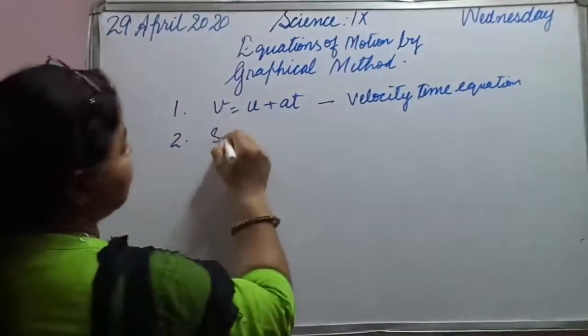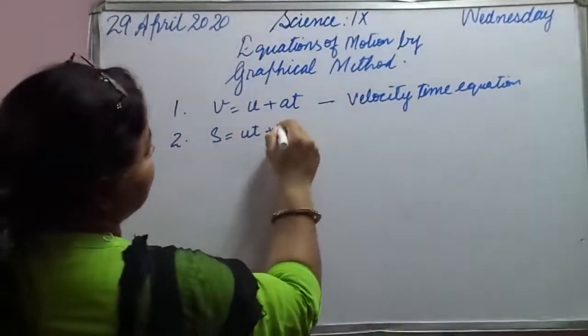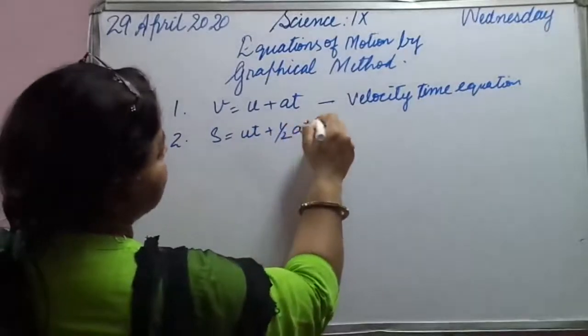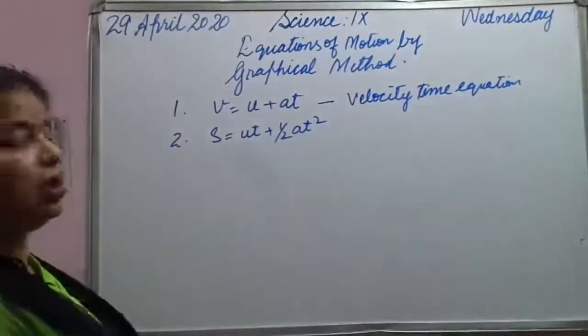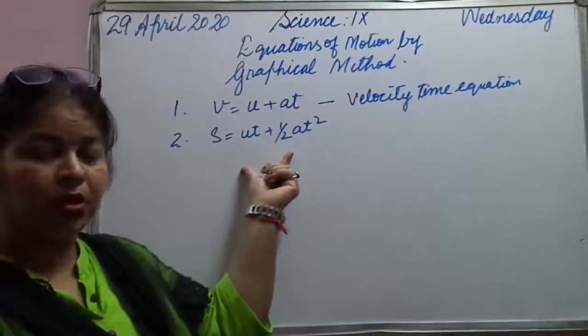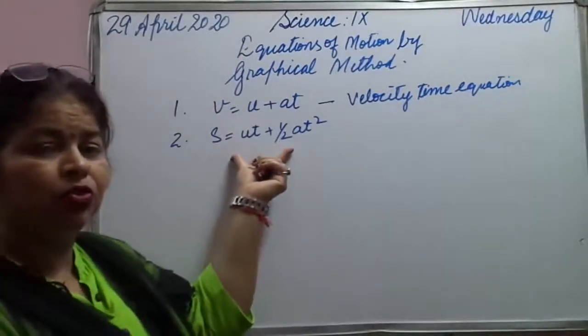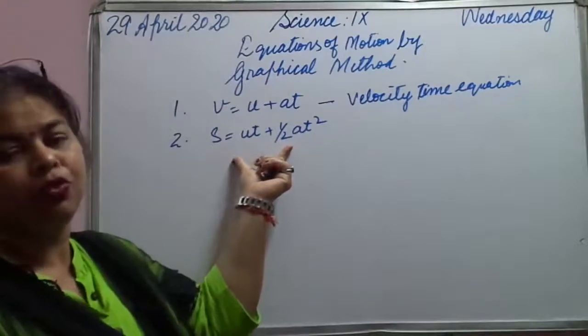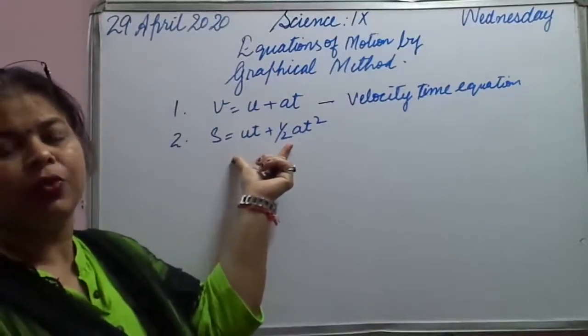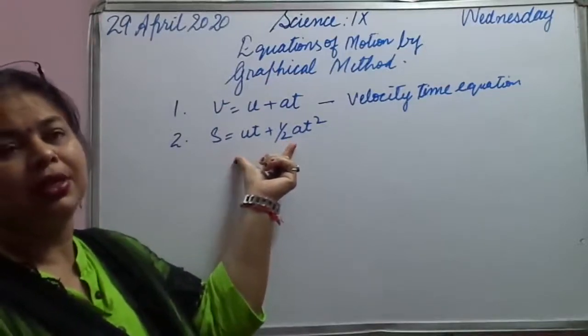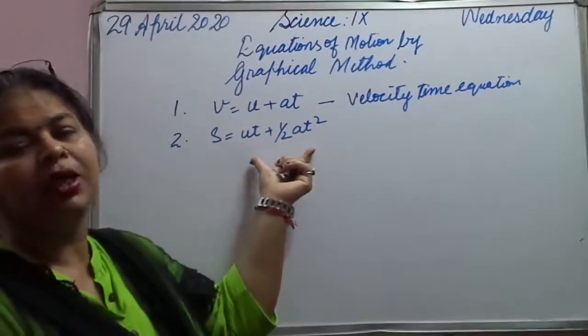Now the second one is s = ut + half at square, the second equation of motion. We cannot change the sequence. If this is second, then we always describe it as the second equation of motion. This second equation of motion is a position time equation.